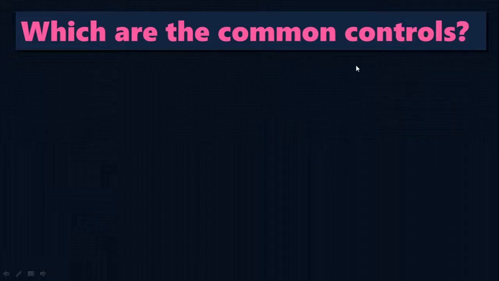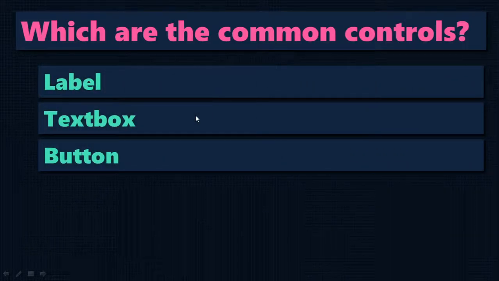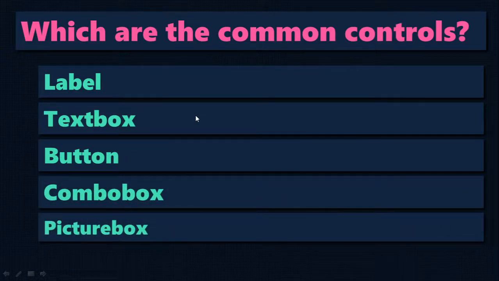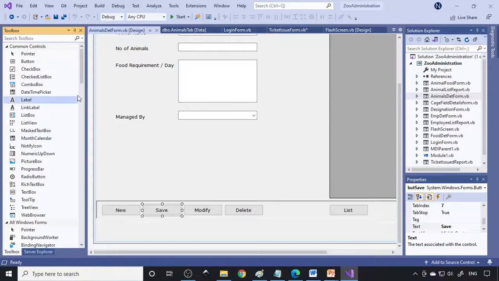Which are the common controls? Label, text box, button, combo box, picture box. These are the common controls which you use in the project. Not only this much, but there are many. If you go to the toolbox, you can see that a lot of controls are there. Button, checkbox, checklist, combo box, datetime picker, label. So here we talk about label. Then text box, right?